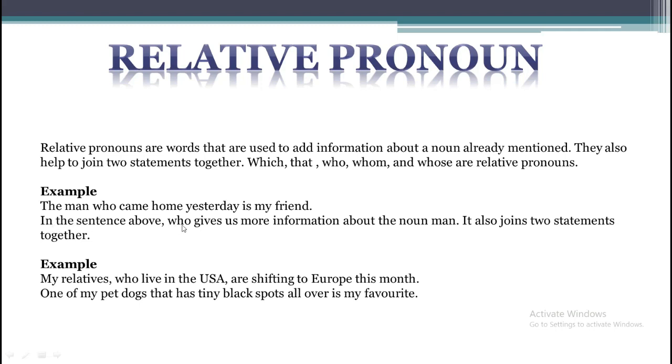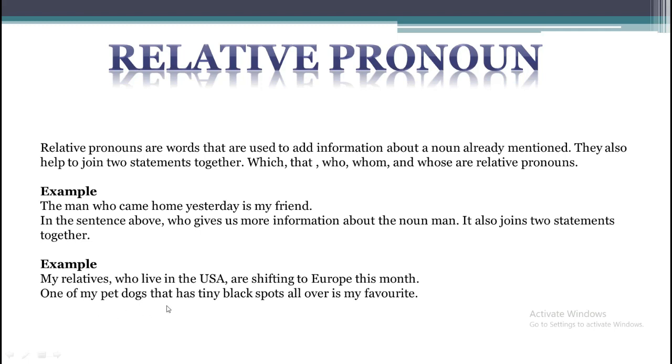In the sentence above, who gives us more information about the noun man. It also joins two statements together. So relative pronoun has two functions. It gives us more information about the noun and it joins two sentences. See another example. My relatives who live in the USA are shifting to Europe this month. So who are shifting to Europe? My relatives. It gives us more information.